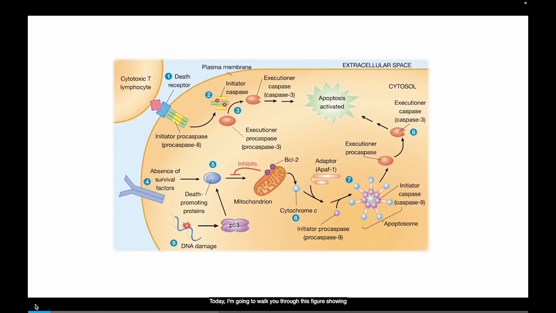Today I'm going to walk you through this figure showing two ways that apoptosis, or programmed cell death, can be induced in a target cell. While there are several pathways that can cause cell death, we'll be focusing on the two shown here, either driven by cell death signals or withdrawal of survival factors.